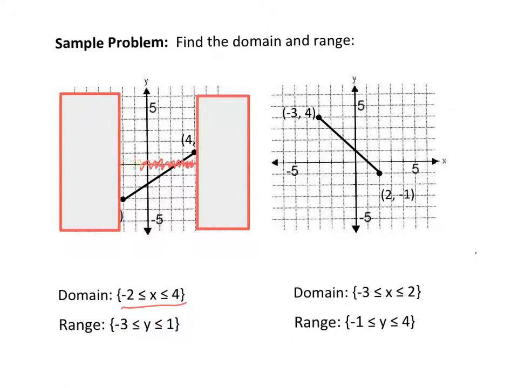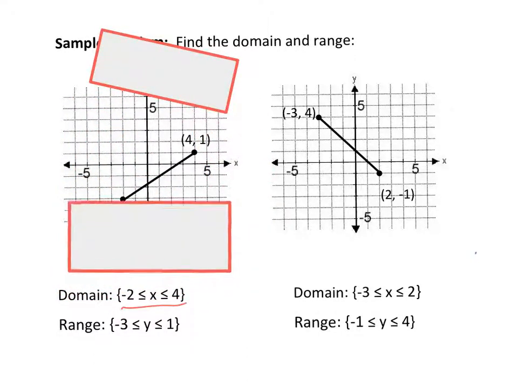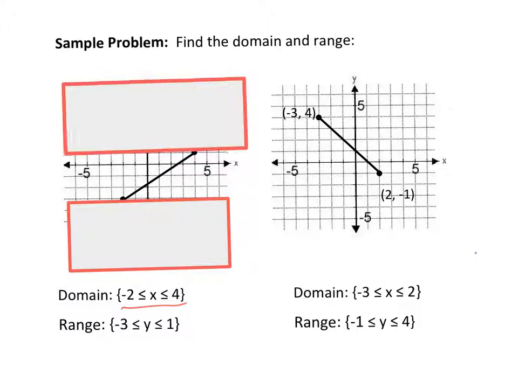Okay, now I'm going to erase that, and I'm going to pick up these rectangles and I'm going to put them vertically. So I squeeze it in from the bottom and I squeeze it in from the top, and it looks like the y values that are still showing are the y values from -3 up to 1, and that's my range.